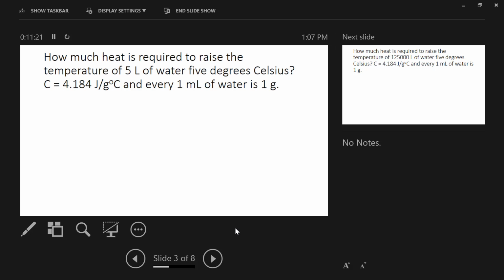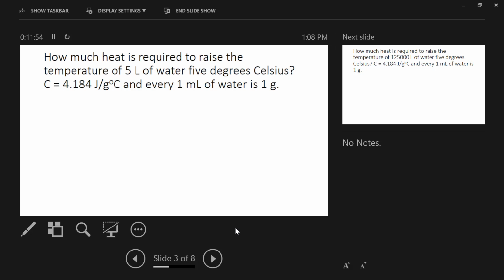The reason why I use 5 liters of water is you all have probably had a liter of soda or a liter of water at some point in your life, or you've seen a 2-liter bottle of soda. So 5 liters, even though you don't typically measure volume in liters in your life, it's a volume that you should be able to visualize roughly quickly. All right. So how much heat is required to raise the temperature of 5 liters of water 5 degrees Celsius?